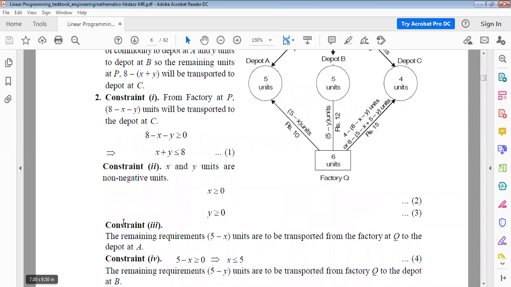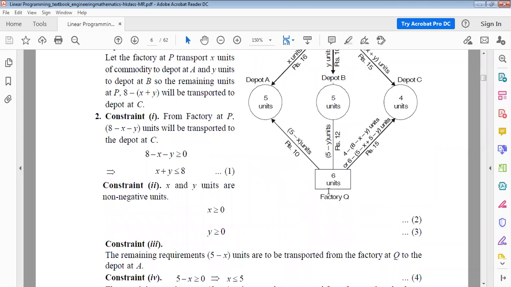Again, for the third constraint, the remaining requirements, 5 minus X units, are to be transported from the factory Q to the depot A. There are 6 units available in factory Q. So the remaining requirements, 5 minus X units, are to be transported from the factory Q to the depot A.